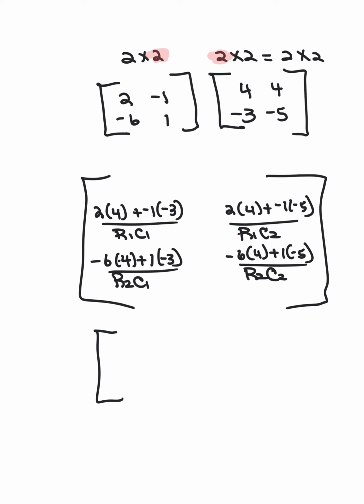Simplify, I get 8 plus 3 is 11. 8 plus 5 is 13. Negative 24 plus negative 3 is negative 27. And negative 24 and negative 5 is negative 29.